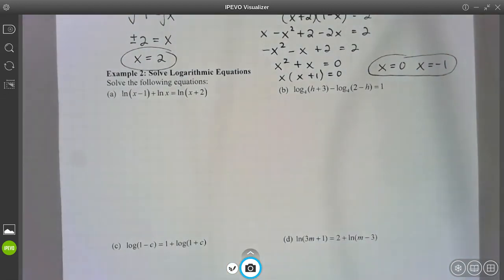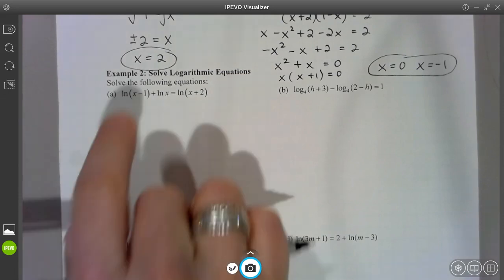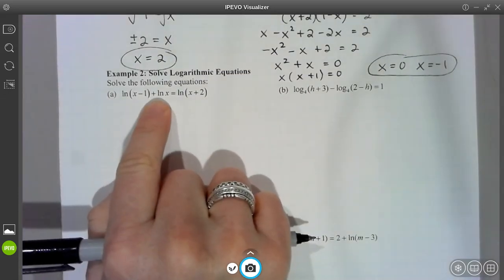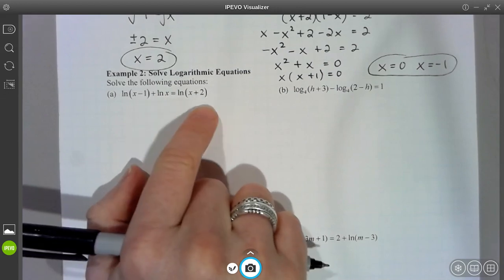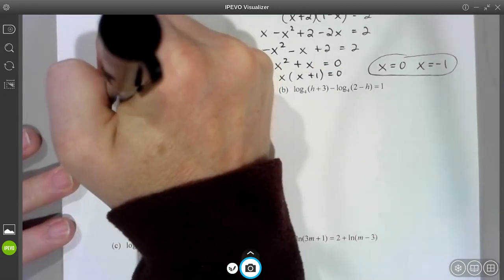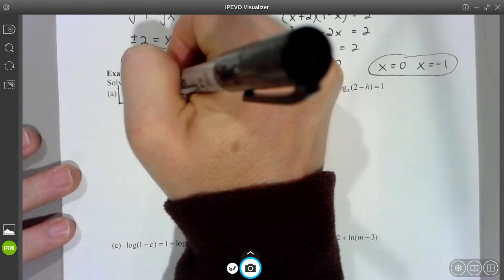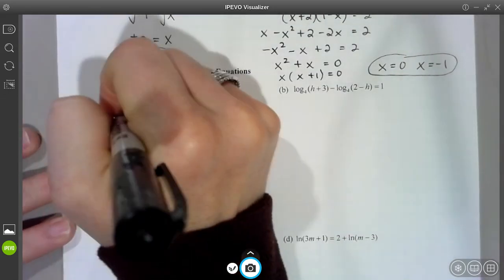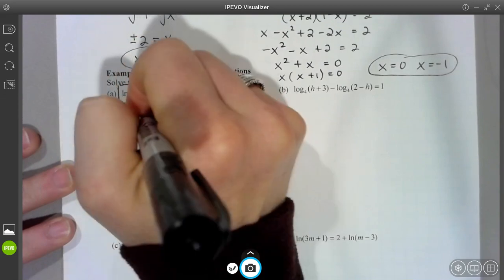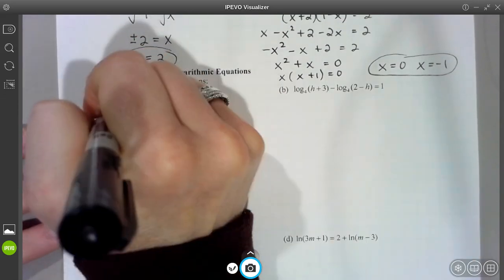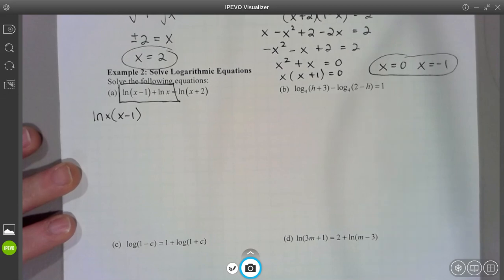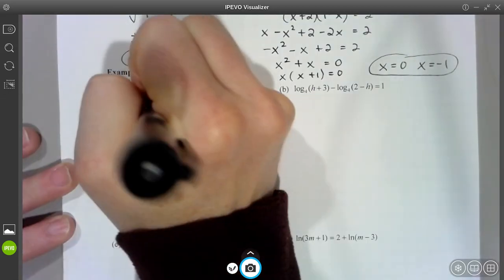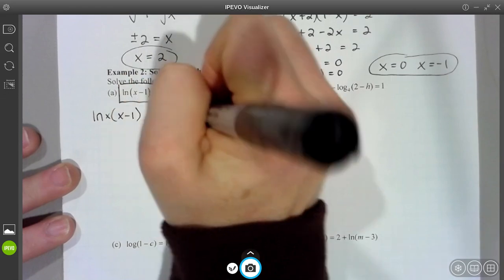Let's gear this towards getting 1 logarithm on the left because I can put these 2 logs back together using multiplication since they're separated by addition, and then it will equal 1 log on the right. So let's put these 2 back together. So this becomes the natural log of x minus 1 times x, which I'm going to throw that in front just to make it look a little bit more normal. I'm putting this x and the x minus 1 back together equals the natural log of x plus 2.